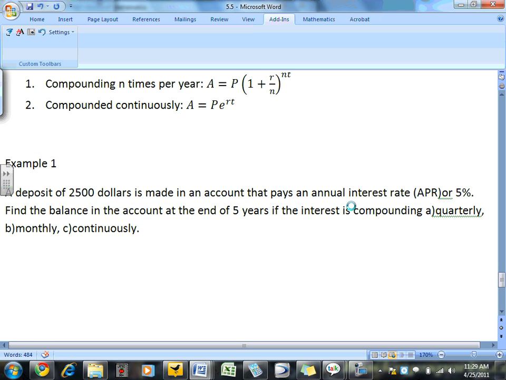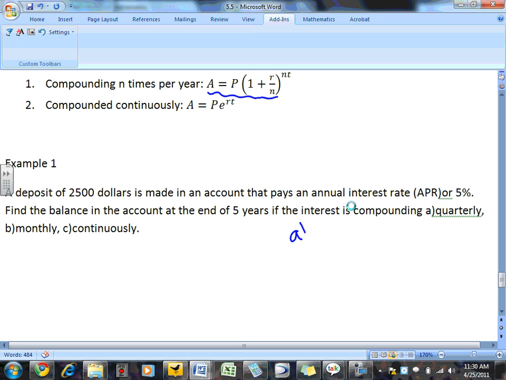It says a deposit of $2,500 is made in an account that pays an annual interest rate, an APR, of 5%. Find the balance of the account at the end of 5 years if the interest rate is compounded A, quarterly, B, monthly, or C, continuously. Let's write all three of those equations out and type them into the calculator. For the first two, quarterly and monthly, we use this formula. It's not continuous, so we're not going to use the PERT formula.